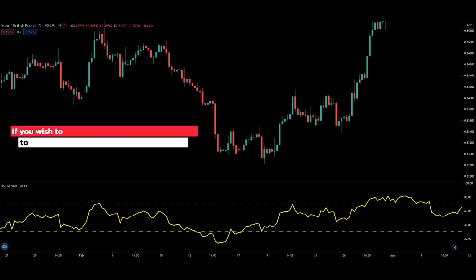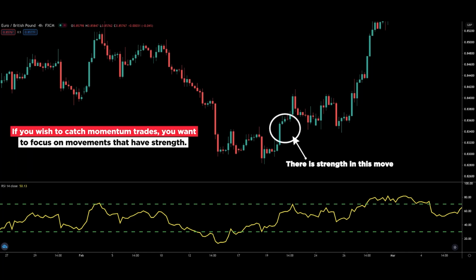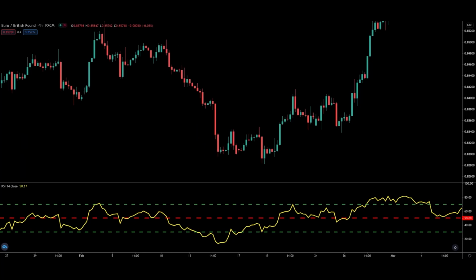Now, if you wish to catch momentum trades, you want to focus on movements that have strength, and you can use the relative strength index to filter out these movements. Rather than using the 70 or 30 levels, you can add in an additional level, the 50 level. This is a simple and straightforward way to use the relative strength index. If the price crosses above 50, then it means that there is strength in the bullish move.